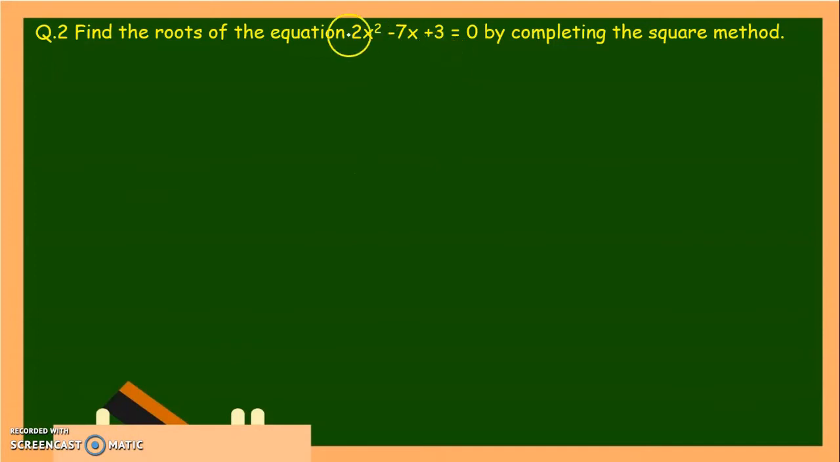See the question number 2. Find the roots of the equation 2x square minus 7x plus 3 equal to 0 by completing the square method. We will follow this simple 5 step.